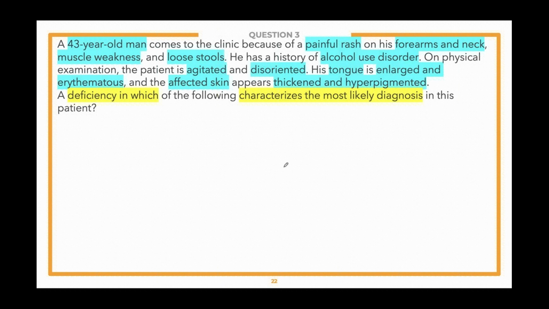So they're asking us about a deficiency that characterizes the most likely diagnosis. So I think we've got a few steps here. I think one, we've got to figure out what is the most likely diagnosis, and then two, what is deficient in that diagnosis. So I think we've got a two-step question here. So once again, we're going to go ahead and take a look at those answer choices, and we're going to start at the bottom and work our way up to the top. E, zinc. D, tryptophan. C, thiamine. B, pantothenic acid. And A, biotin.